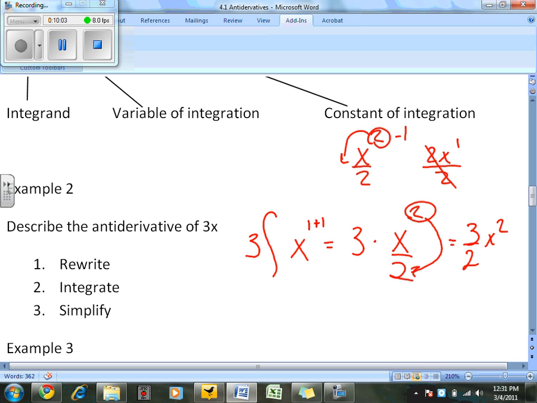That's what it meant by rewrite, integrate, simplify. My rewriting part was right here, pulling my constant out. Okay?